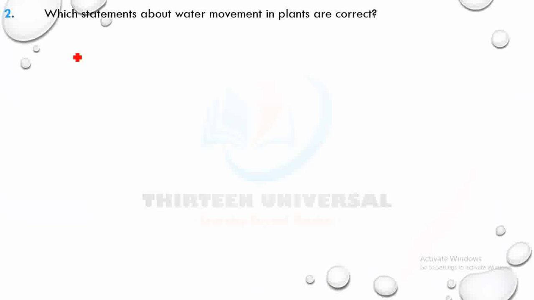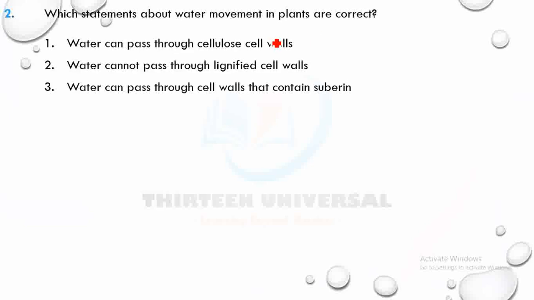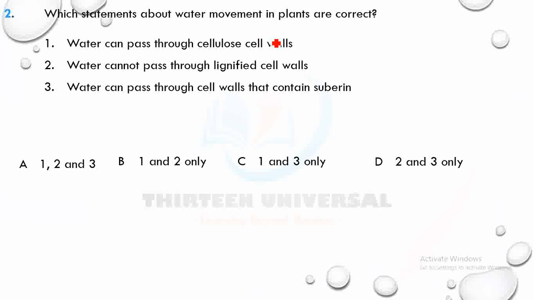Which statements about water movement in plants are correct? Pause the video and try it, guys. It says water can pass through cellulose cell wall. Yes, water can pass through the cellulose cell wall because cellulose is polar. Cellulose has hydroxyl groups, so it is polar, so it can form adhesion, hydrogen bonds, with water. This is the reason. So statement number one is correct.